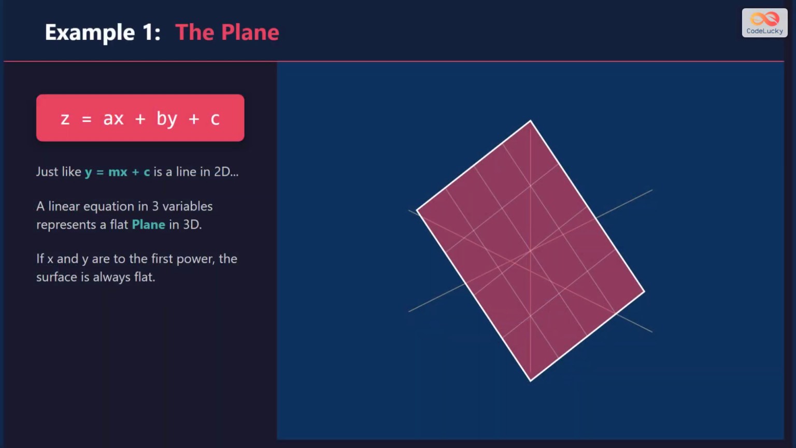Now let's look at specific shapes. The simplest case is a linear equation, like z equals a x plus b y plus c. Just as a linear equation in 2D gives you a straight line, a linear equation in 3D gives you a flat plane. As long as x and y are to the first power, your surface will never curve.